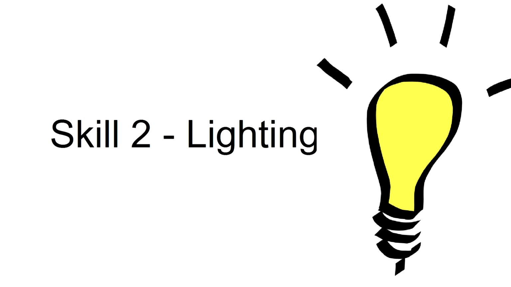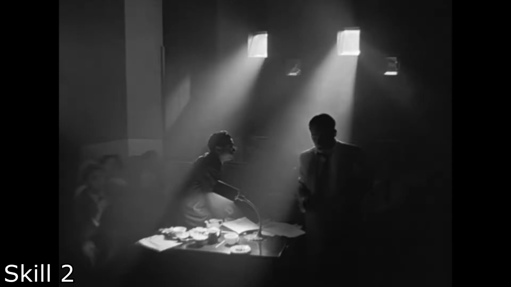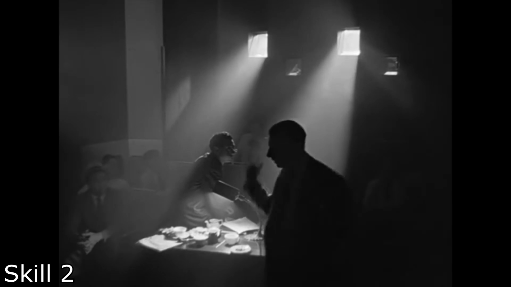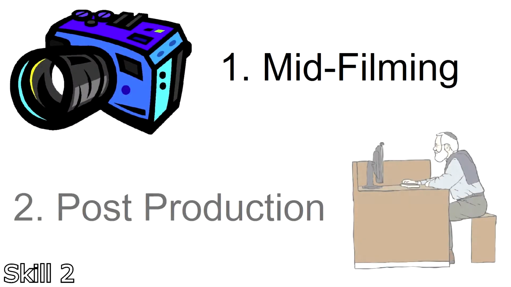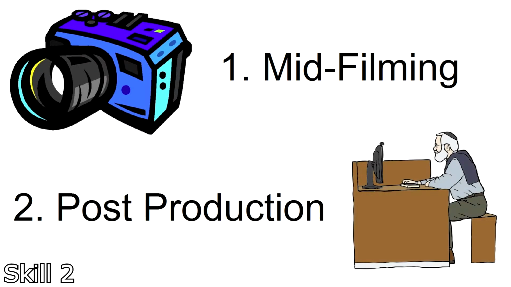The second skill that I'll be focusing on is lighting. As a filmmaker, lighting is an essential component to understand. Lighting has the capacity to manipulate the audience and change the overall mood and effect of the film to the respective audience. With lighting, it is possible to manipulate it in 2 ways, the first being mid-filming and the second being in post-production. For the purpose of this skill, I'll only be discussing mid-filming lighting.